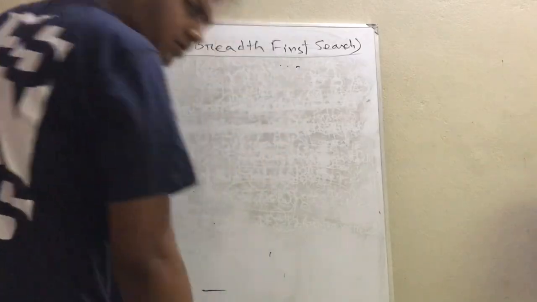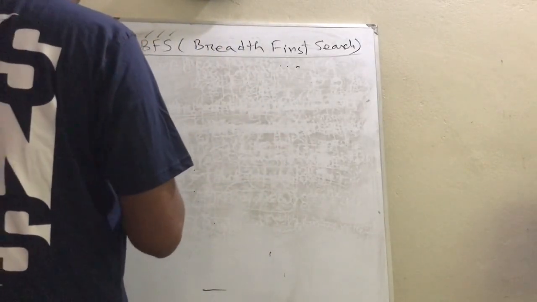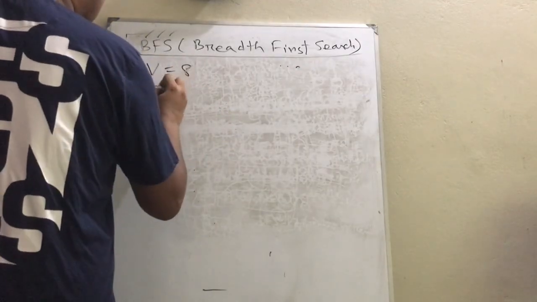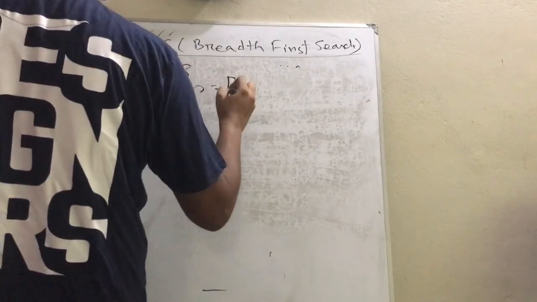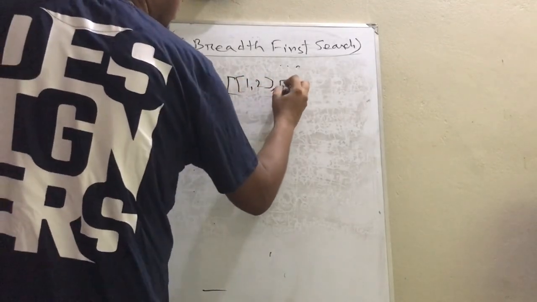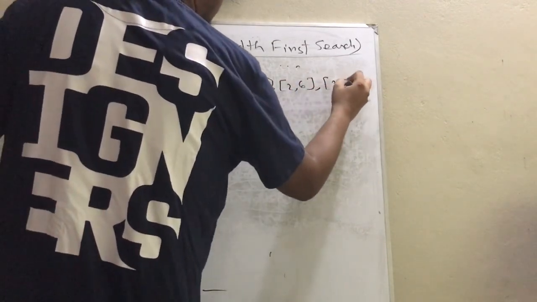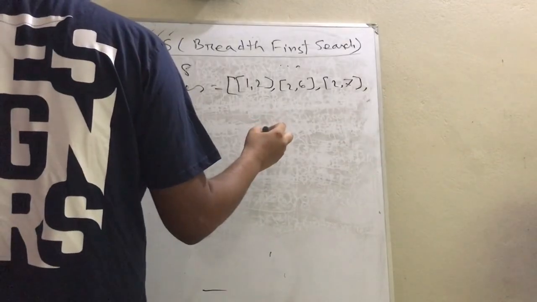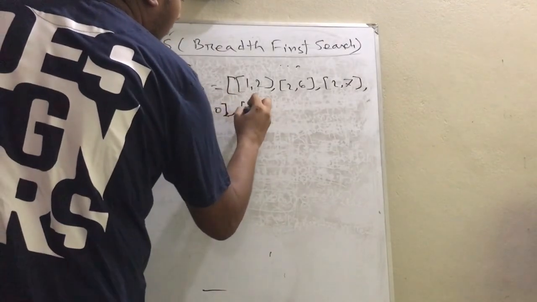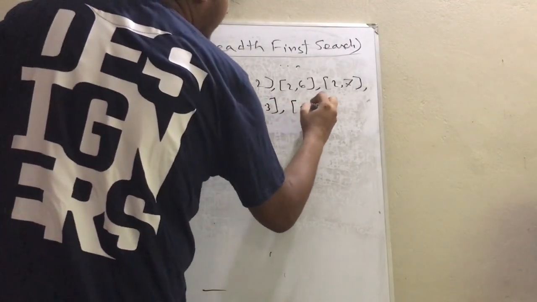How does BFS work? Let's see with the visualization. There are 8 vertices. Edges are 1, 2, 6, 7, 0, 0, 3, 4, 5.